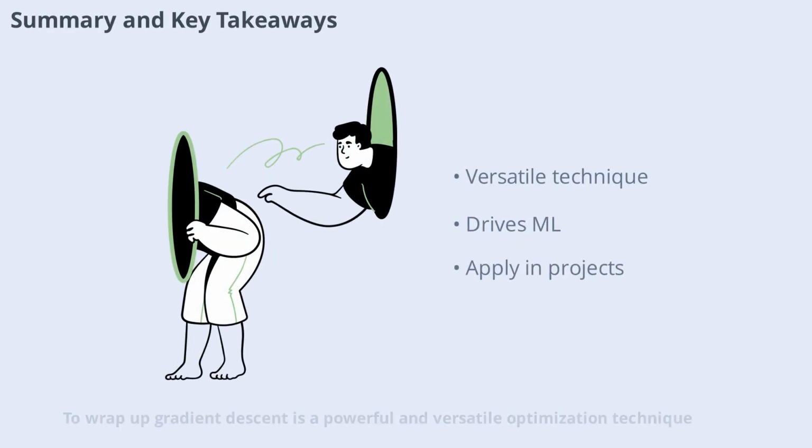To wrap up, gradient descent is a powerful and versatile optimization technique. It's the engine behind many machine learning models, enabling them to learn from data and make accurate predictions. By understanding its principles, variations, and practical tips, you're well equipped to apply gradient descent in your own projects.